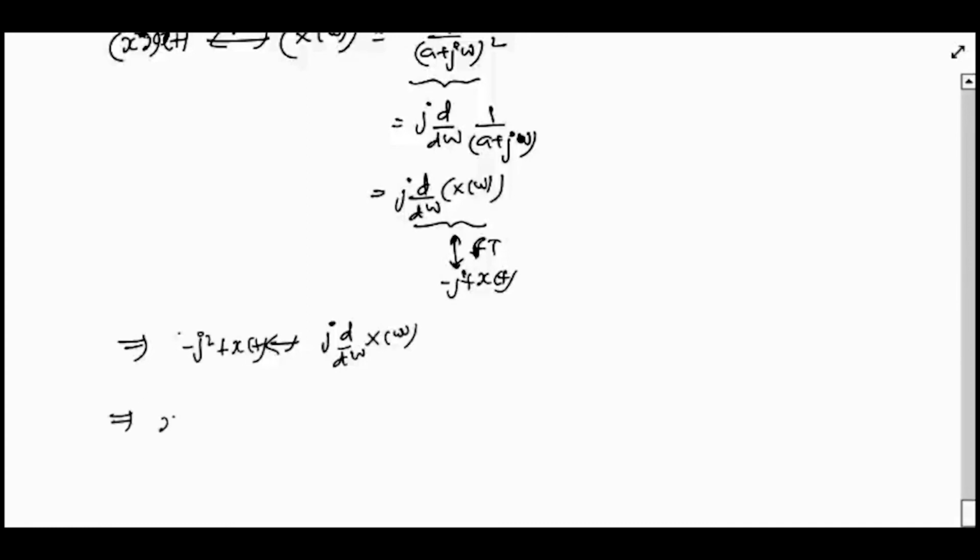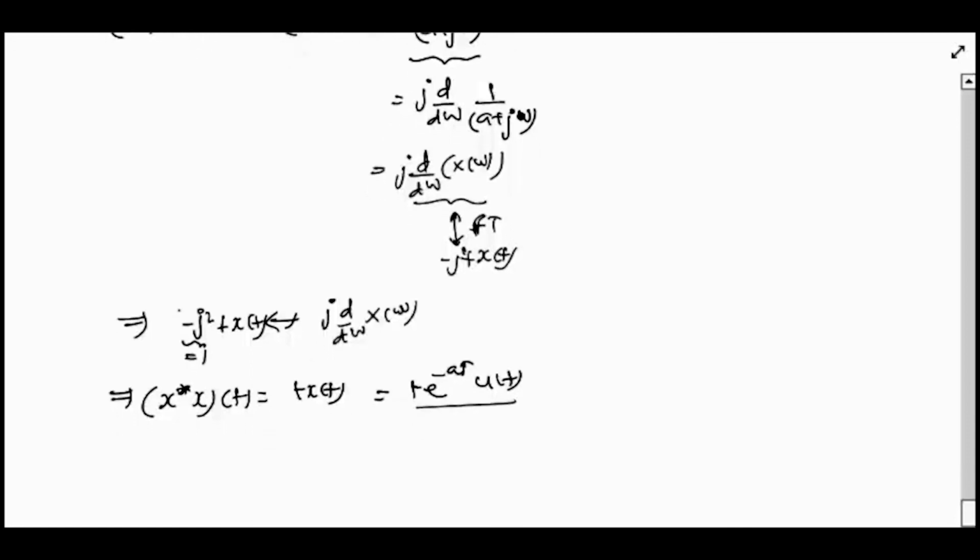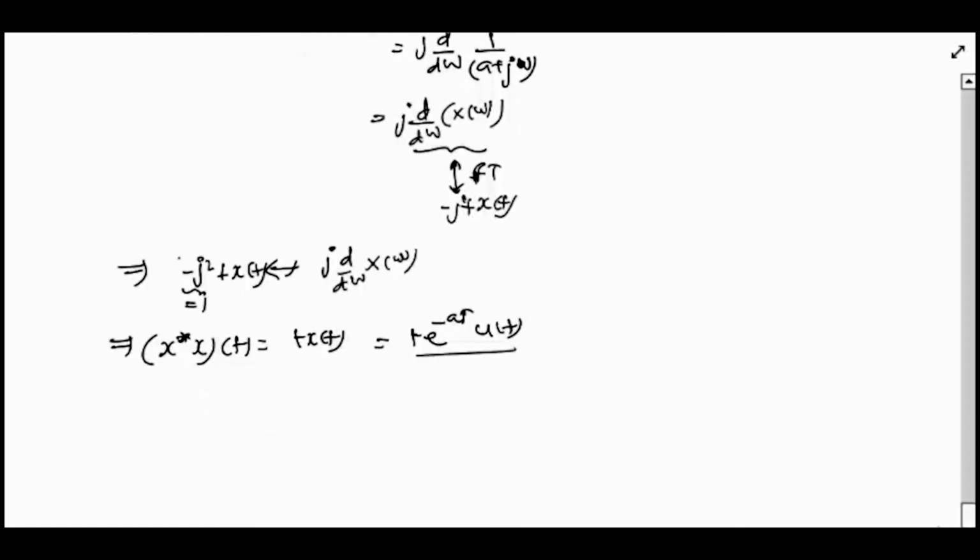This says that the convolution of x with itself is nothing but t x(t). Notice that minus j square is 1. Which in this case is t e^(-at) u(t). So we see how we could use these properties to get the convolution of x with itself. In fact, we can repeat this process k times to get the k-times convolution of x(t), and the result turns out to be as follows.